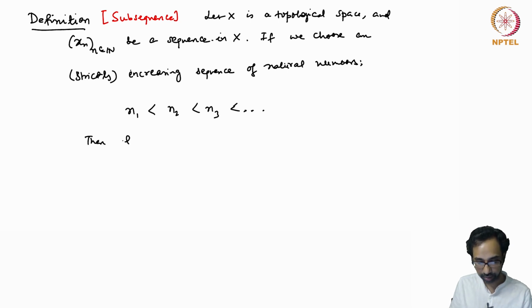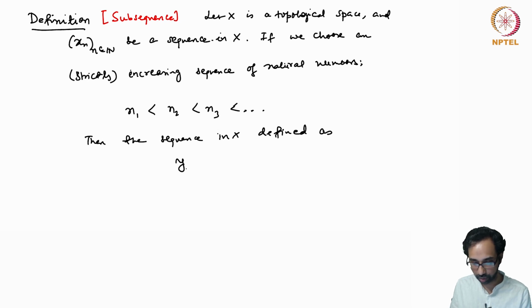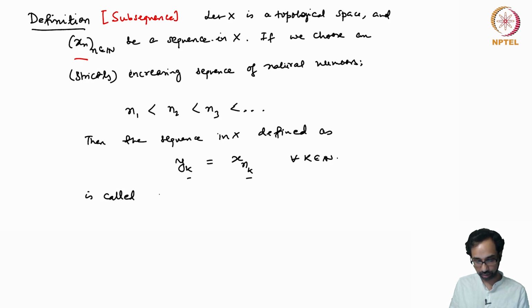Then the sequence in X defined as yk is defined to be x of nk. So here we are choosing the kth element in the sequence to be the nkth element in the given sequence xn. So this, for all k in N, is called a subsequence of xn.